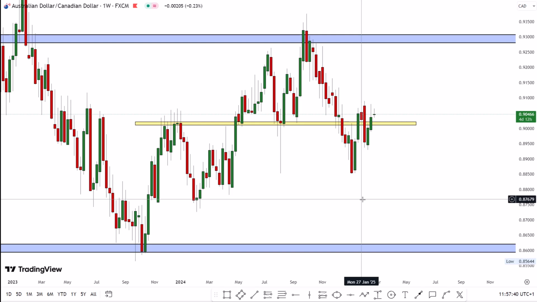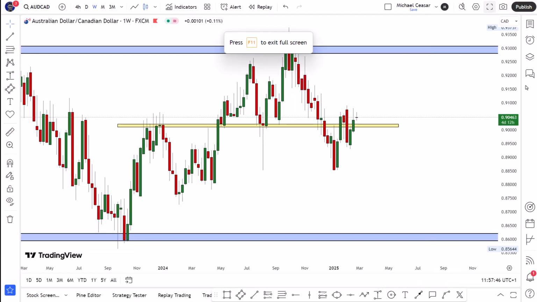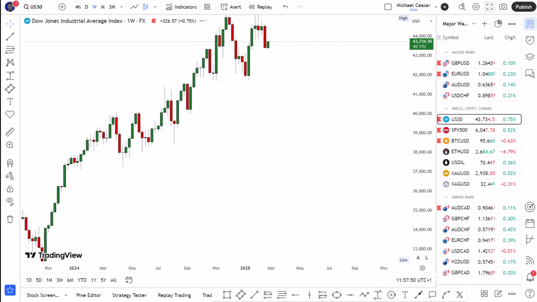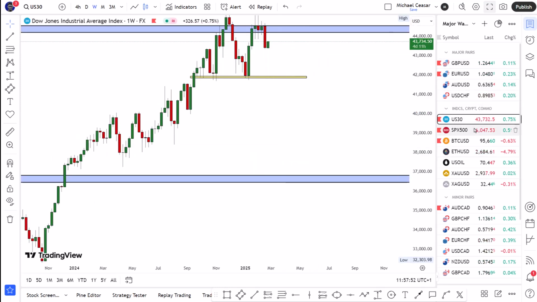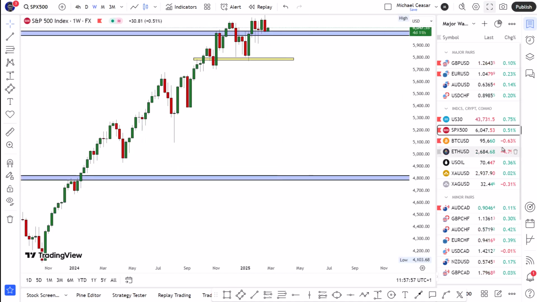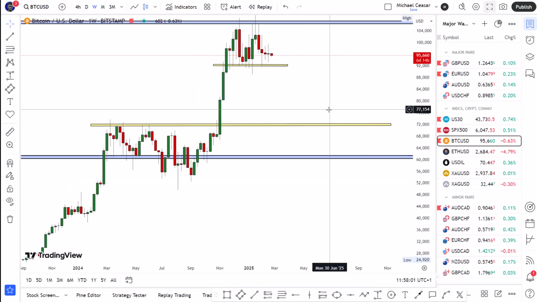Because guys, look, if this decides to break down, we have space to the downside. Also, if this decides to come back down below, we have space to the downside. If SPX decides to come down below, we also have space to the downside. Also on Bitcoin, we have a lot of pairs that are currently lining up for us this year.